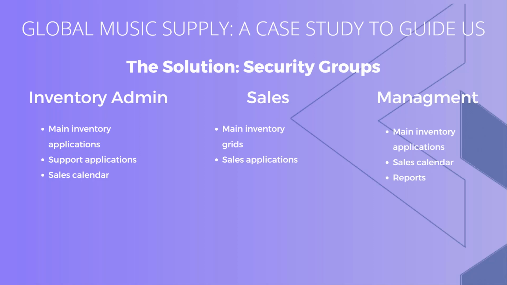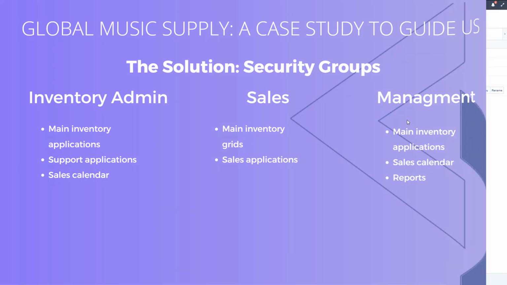And then lastly, you have the management group, which is for the CEO and other upper management people. You want access to the main inventory applications so that they can update inventory on hand if they need to. You want access to the sales calendar, but then also reports so they can generate reports and see what is in stock and what's been moving in and out. So those are our security groups. Now let's go over to Scriptcase and set up the security module, get familiar with it, and also start adding our users to our groups.